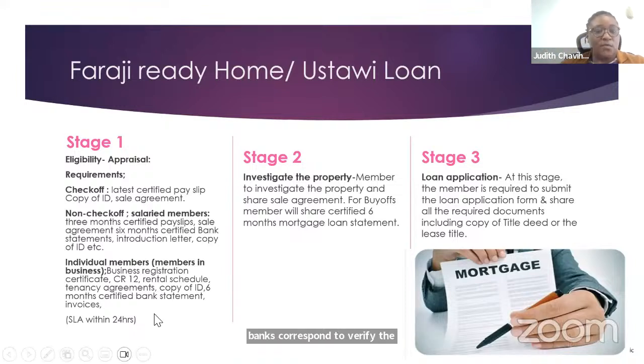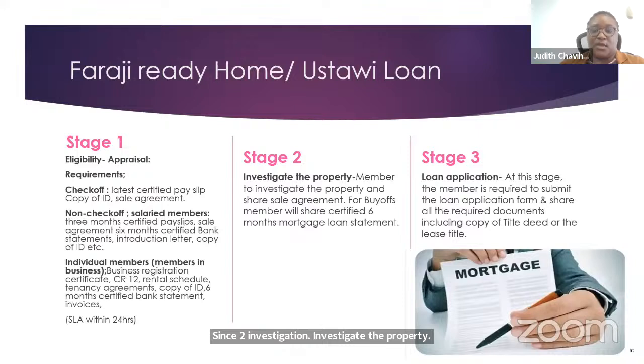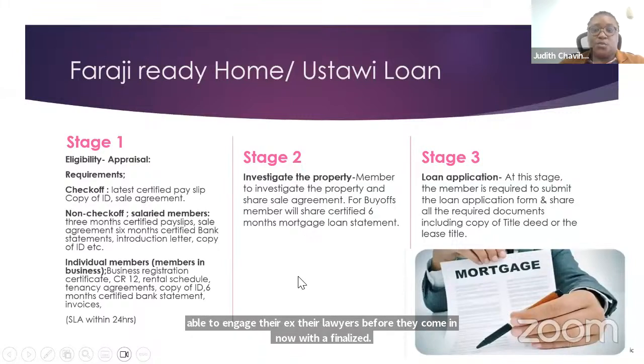So the SLA for stage 1 is within 24 hours. Eligibility analysis feedback should be issued within 24 hours. Stage 2, investigate the property. The member now investigates the property and can engage their lawyers before they come in with a finalized sale agreement, then they can share.